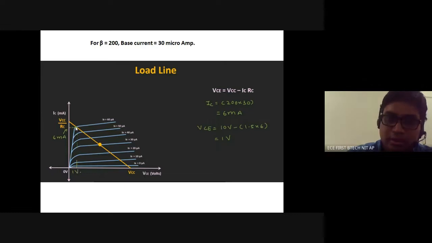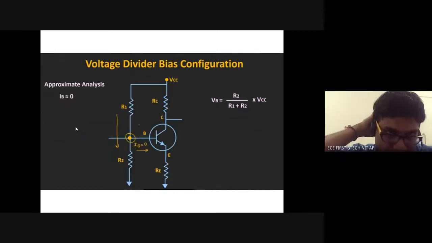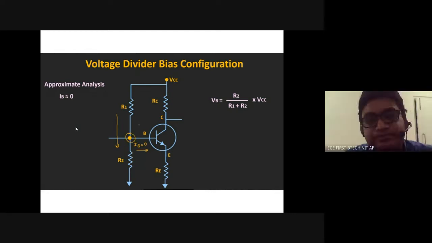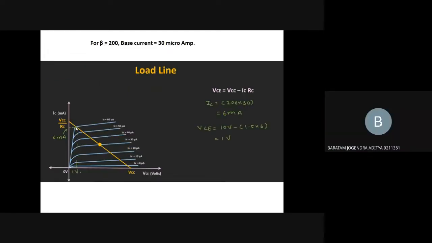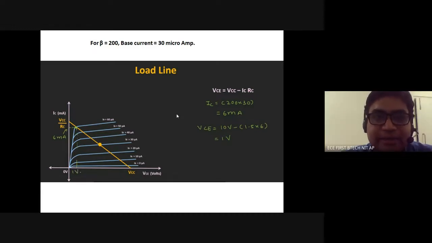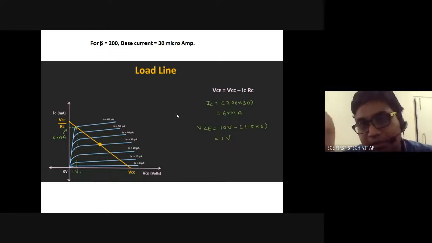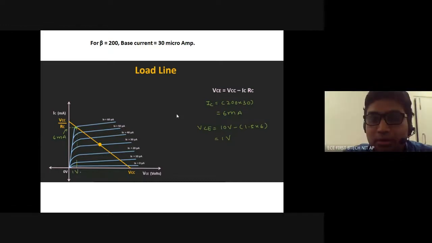Now in order to avoid this one, we need another method. Sir, why are we neglecting reverse saturation current here? IC equal to beta IB you have taken in the formula. Why are we neglecting reverse saturation current, ICEO? Here I am not taking ICEO because there are many factors. Here I am taking the contribution of the beta only. We can take the contribution of the leakage current also. That will affect also, because if the leakage current increases, our collector current will also increase. That I have already discussed. Here I am solely discussing that.